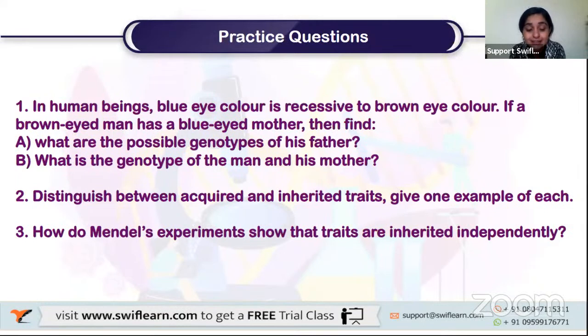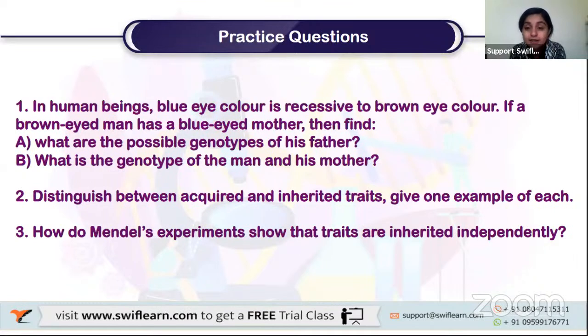So what exactly are the inherited traits? These are acquired due to change in the genes or DNA, right? But the acquired traits, like no change in the genes is involved here. The inherited traits you can pass on from one generation to another, but acquired traits you cannot transfer from one generation to the other, right? What are examples of inherited and acquired traits? Inherited traits are like your skin color, your hair color, maybe the color of your eyes, right? Your appearance. That is your inherited traits.